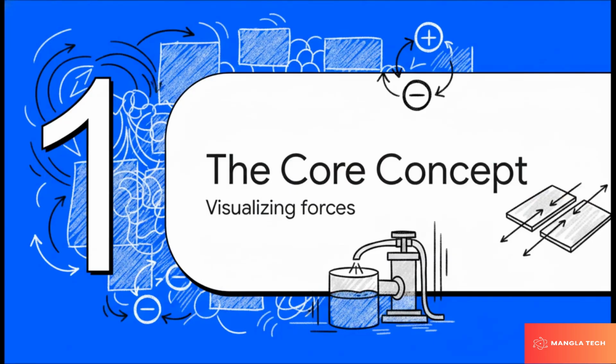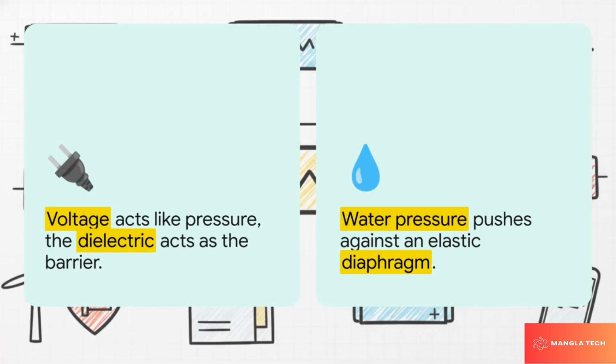Section 1. The core concept. Visualizing invisible forces. Electric fields and electrostatic potential can honestly feel pretty abstract when you're first learning about them, so we're going to use a tangible analogy to visualize these invisible forces at play. To understand a capacitor, think of a water pipe, which represents our electrical wire. In this hydraulic analogy, the electrical voltage pushing through the wire is just like water pressure in the pipe.